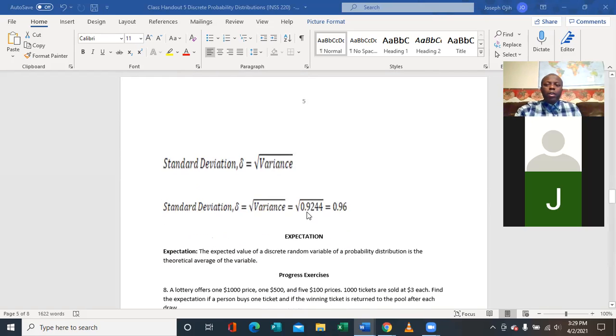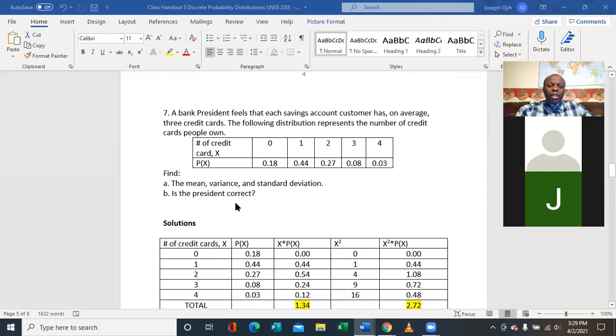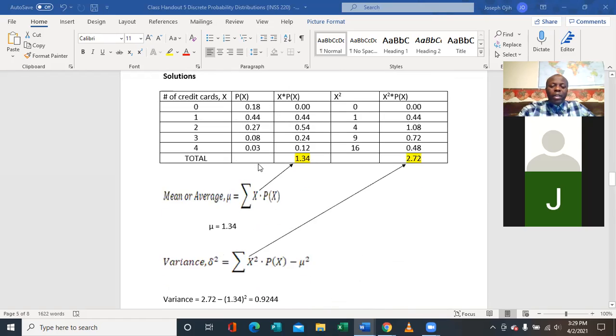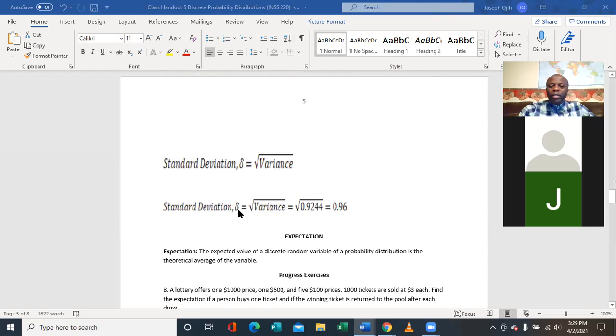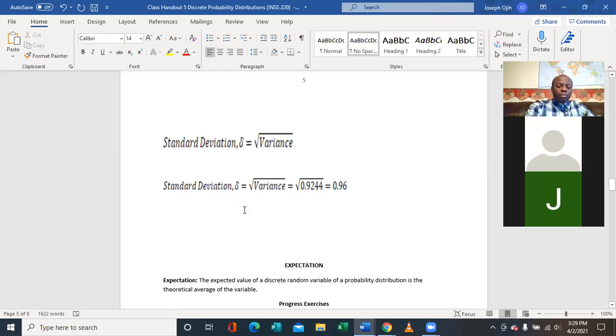Now let us answer part B. Part B says, is the president correct? Now this president is saying that on average, every savings account customer has on average 3 credit cards. But the average we have is 1.34. That is an average of one credit card. So he's not correct. Part B, the answer is no.